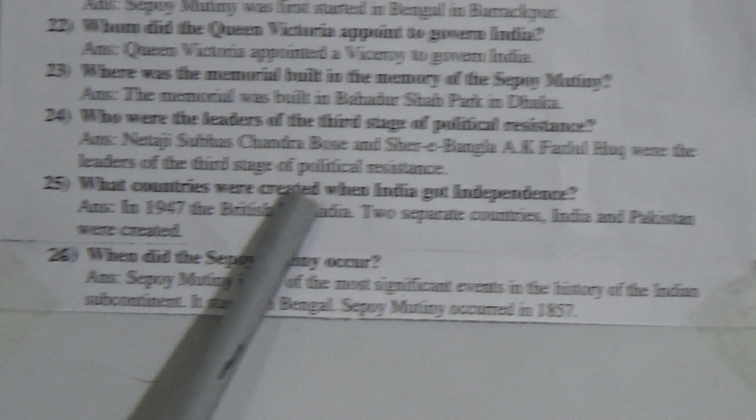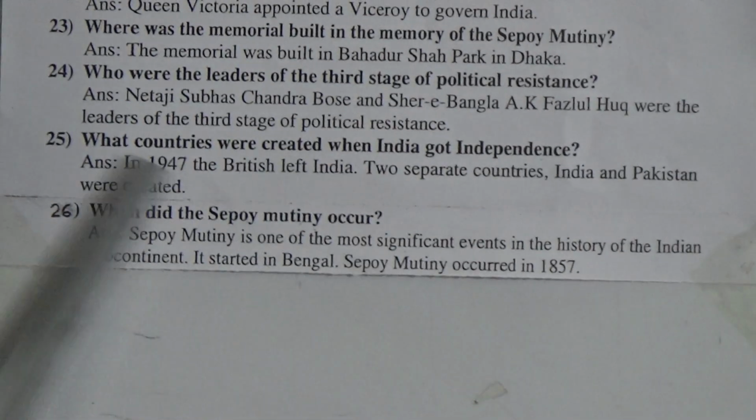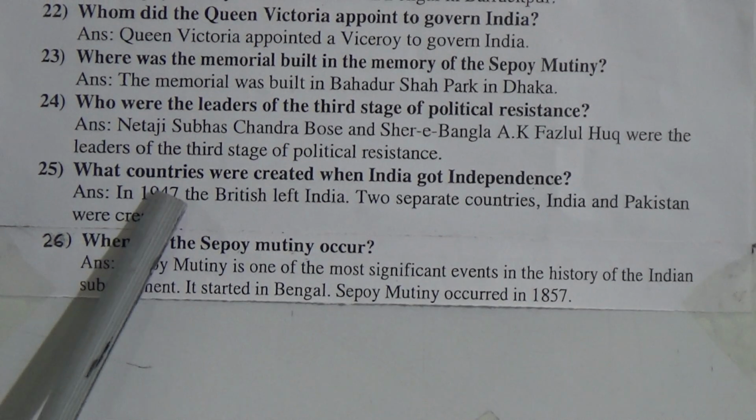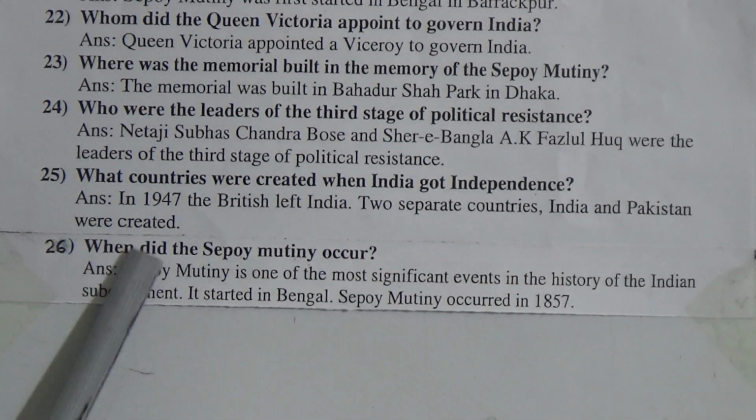Now number 25. What countries were created when India got independence? We all know that two countries were created, India and Pakistan. And the answer is, in 1947 the British left India. Two separate countries, India and Pakistan, were created.